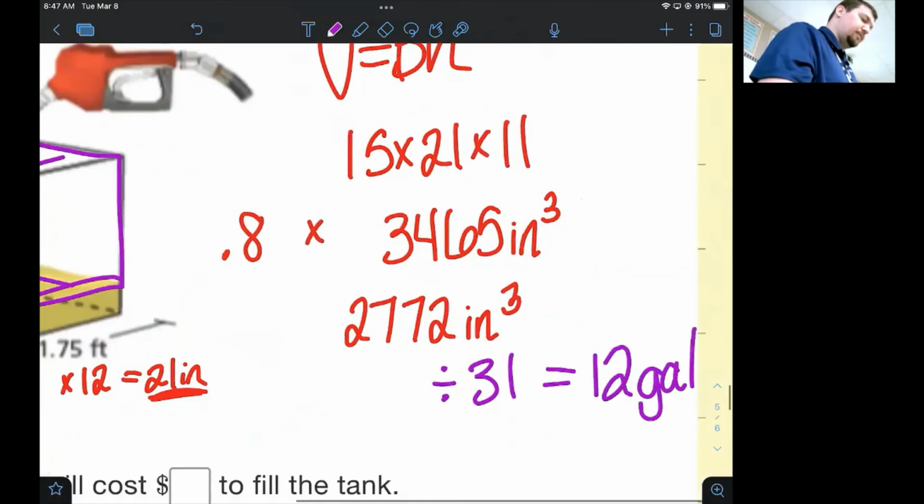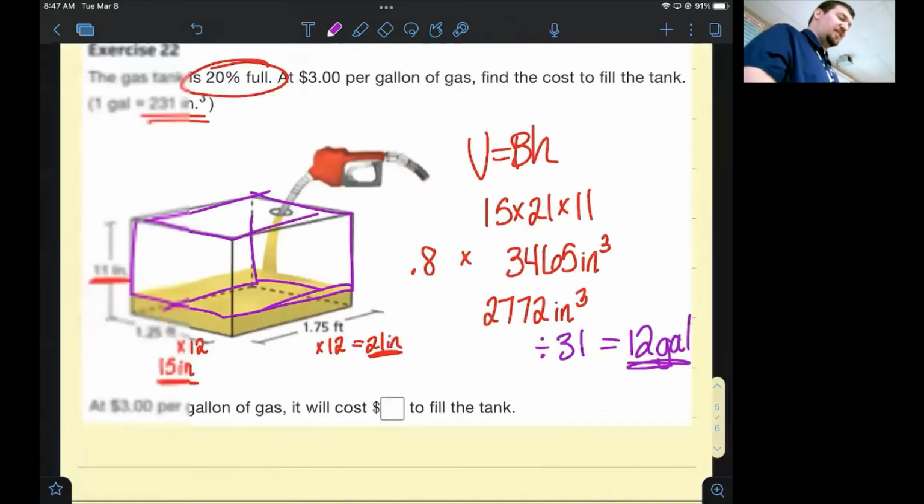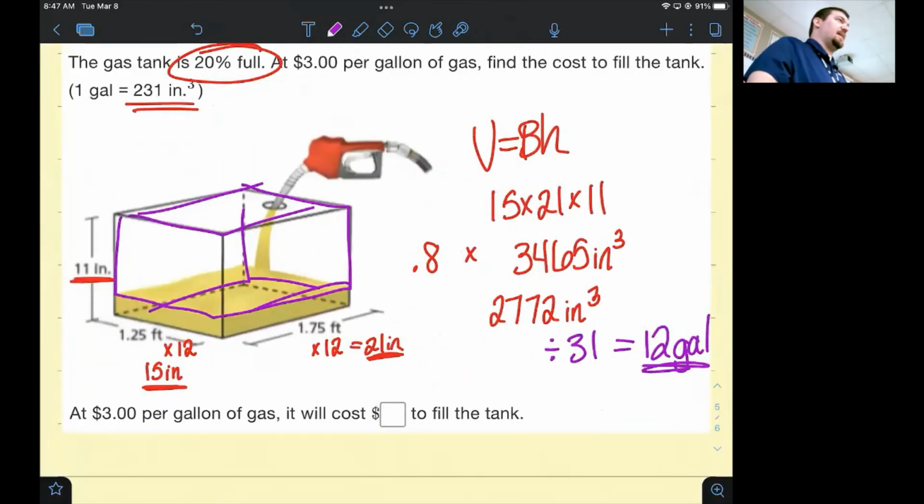Are we finished? We are not. The question did not ask how many gallons of gas do you need. It said, how much is it going to cost? Well, if every gallon of gas is $3, Lucas, what would we do? And what would that give us? It would give us $36, our final answer.